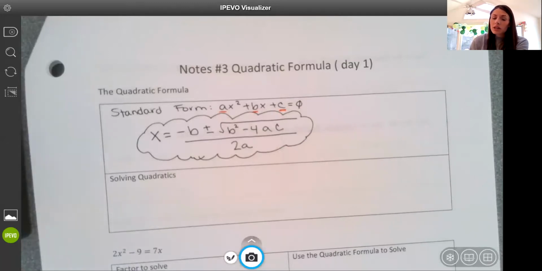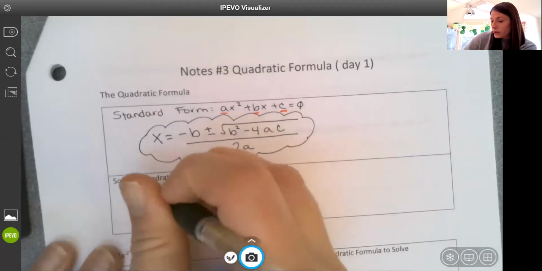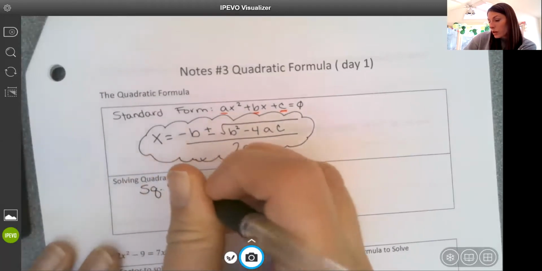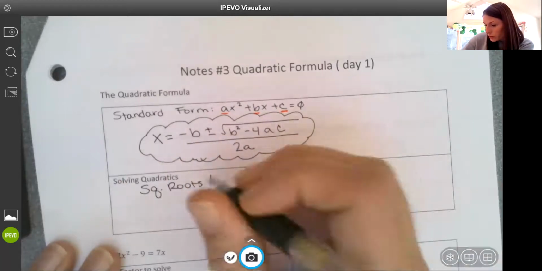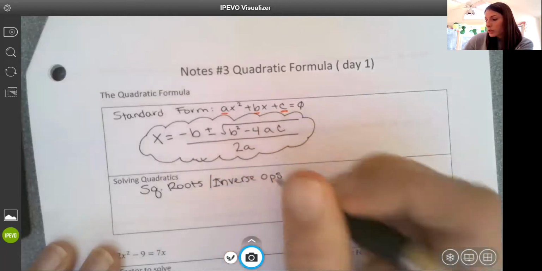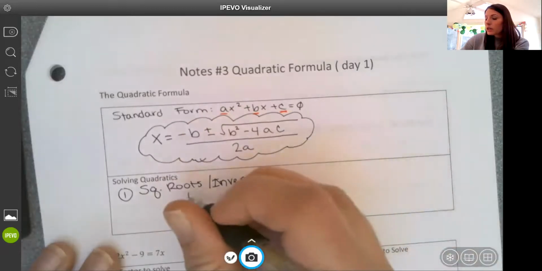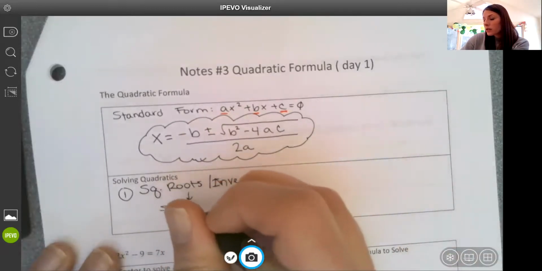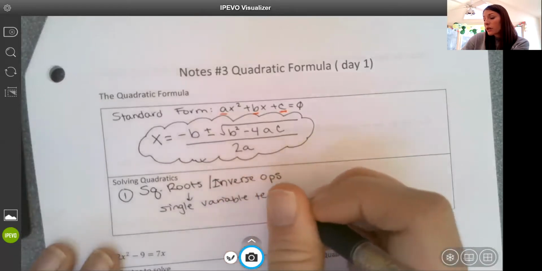Now let's talk about the ways that we have to solve quadratics. So now we have square roots or inverse operations. That's one option. And for that, we need to have a single variable term, or we have that parentheses squared going on, right?